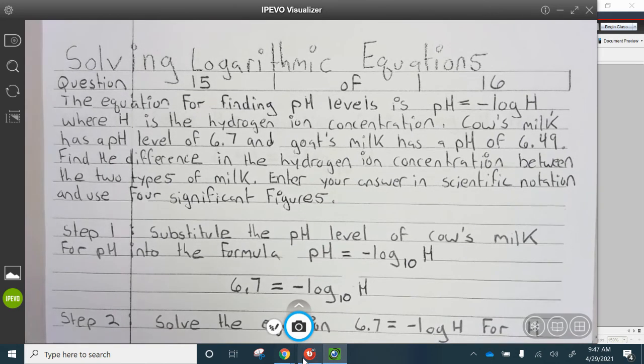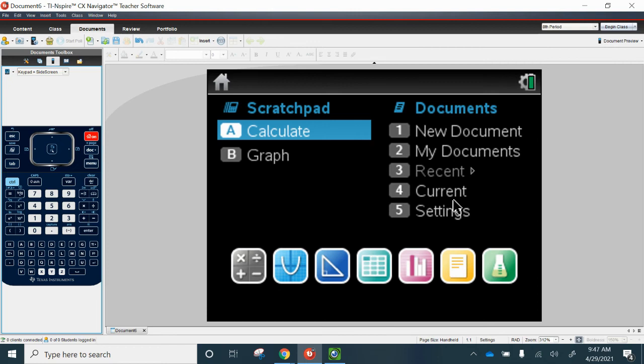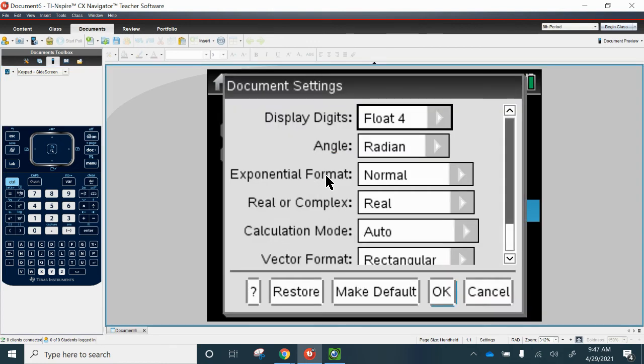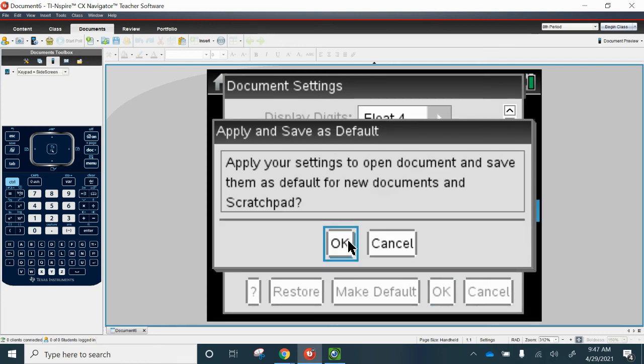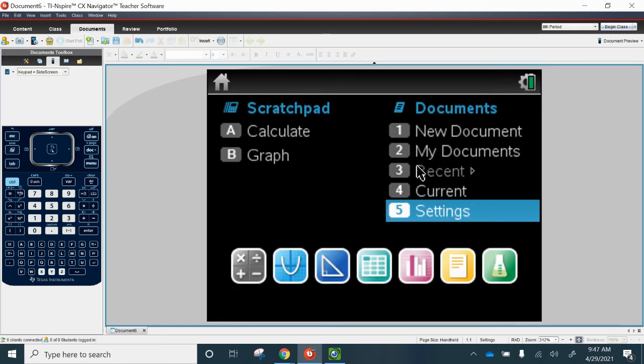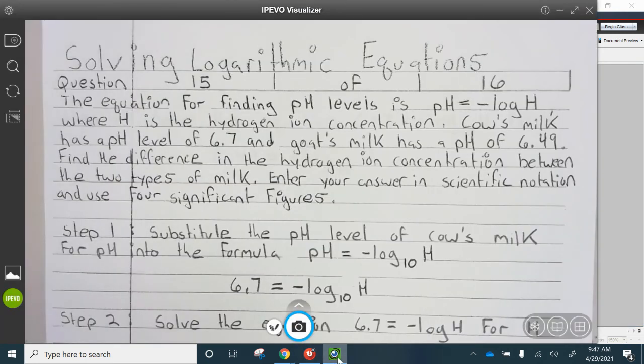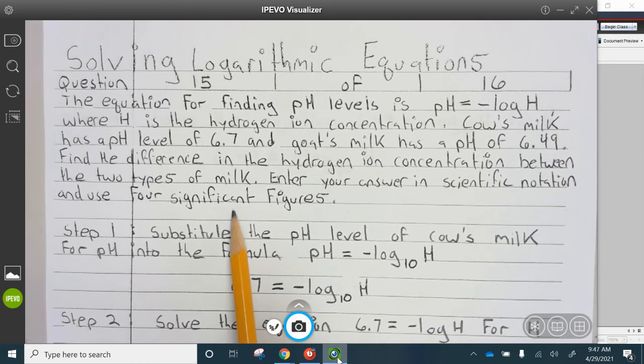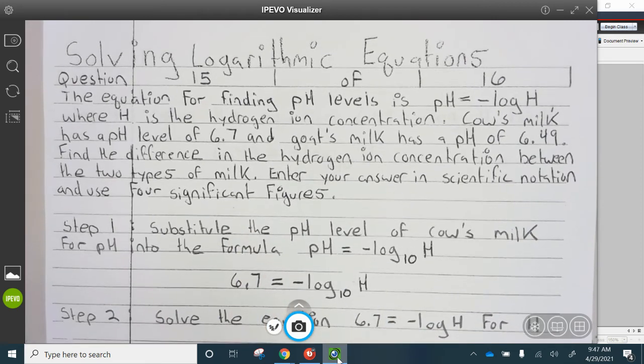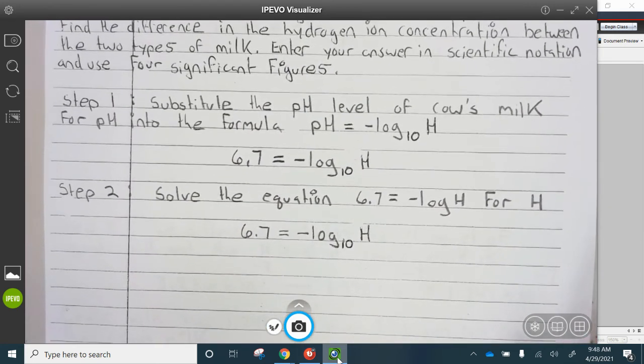So before we do anything else, we need to come to our calculator, go to On, Settings, Document Settings. We want to go to Float, make sure we have Float 4. Okay, and then we're going to make that our default. Press OK. Now, whatever we put in, it will be 4 significant figures, okay? All right.